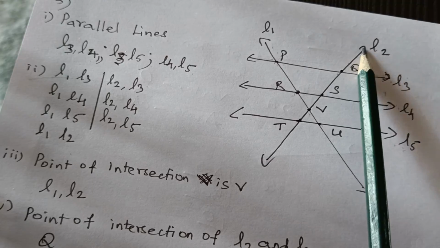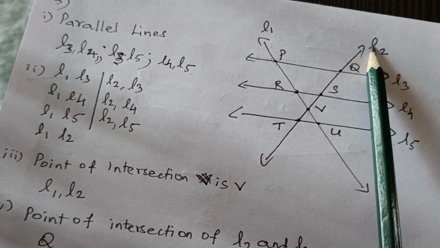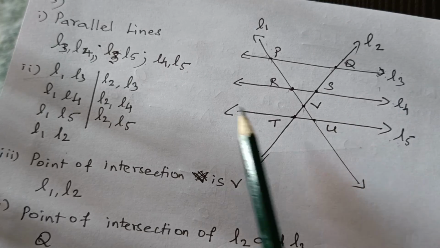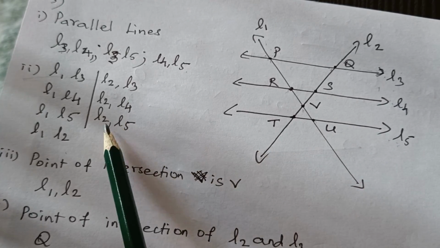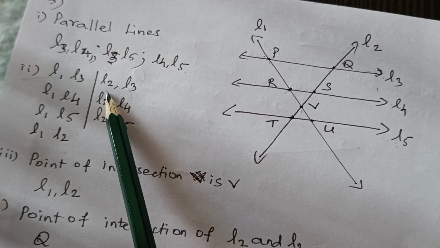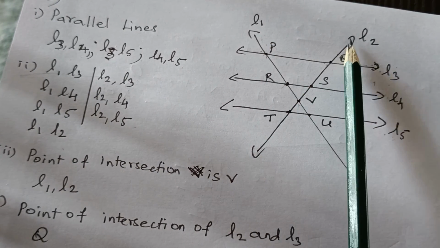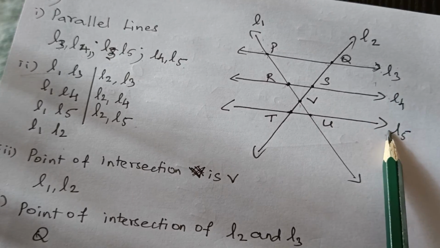Now take L2. L2 and L3 are meeting here. L2 and L4 are meeting here. L2 and L5 are meeting here. So L2 and L3, L2 and L4, L2 and L5. These are lines: line 1, line 2, line 3, line 4, line 5.